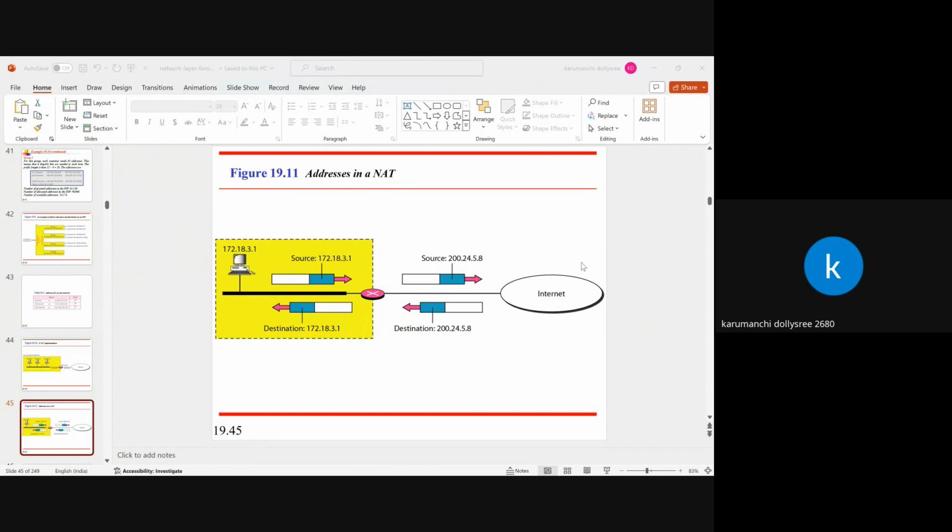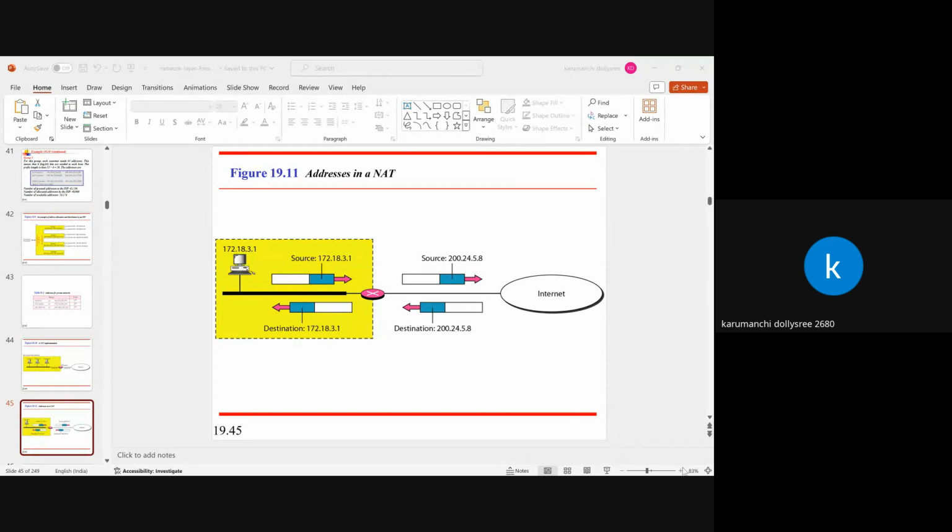Here what we are going to do is, the outgoing packets going through this NAT router will have the source address in the packet replaced by the global NAT address. Whenever the incoming packets pass through the router, it will replace the destination address in the packet. If you see in this example, whenever it is going, it will be changing the destination address, right?